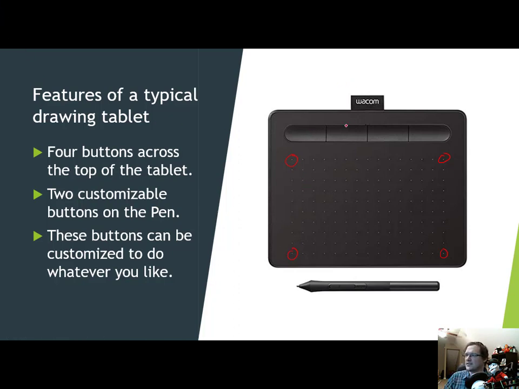There are 4 buttons across the top, 1, 2, 3, and 4, and the pen itself has an additional 2 buttons right there. What's nice about these buttons is that they're not labeled, and using the software you can customize them to be whatever you like.